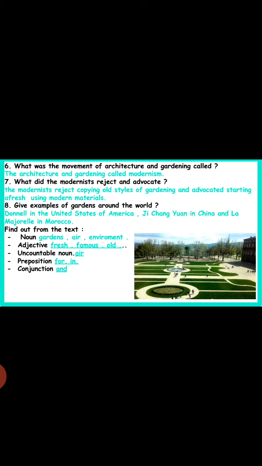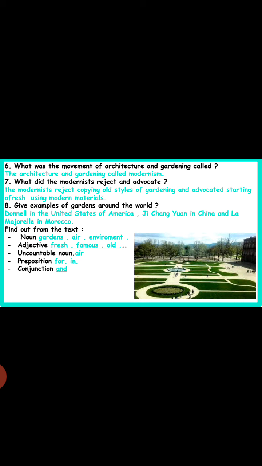Number 8. Give examples of gardens around the world. The common or popular gardens around the world are Donnell in the United States of America, Jichangyuan in China, and La Mamounia in Morocco.